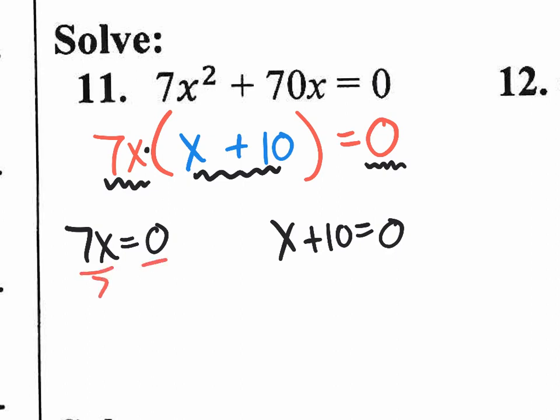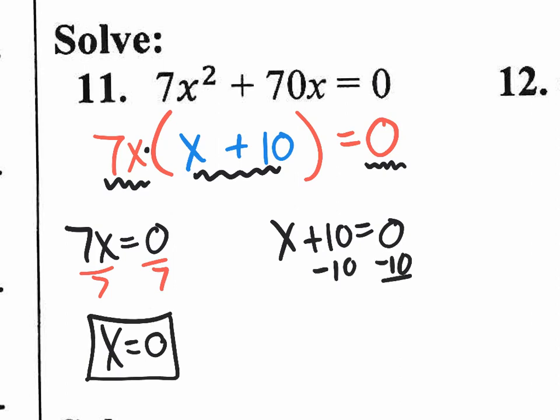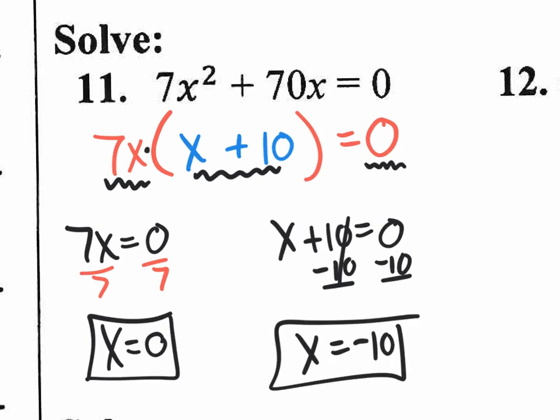Solve this one by dividing by 7. You're going to get x equals 0. That's one answer. The other one, yep. And even though you know the answer in your head, I still want to see this work on the quiz tomorrow. Bless you.